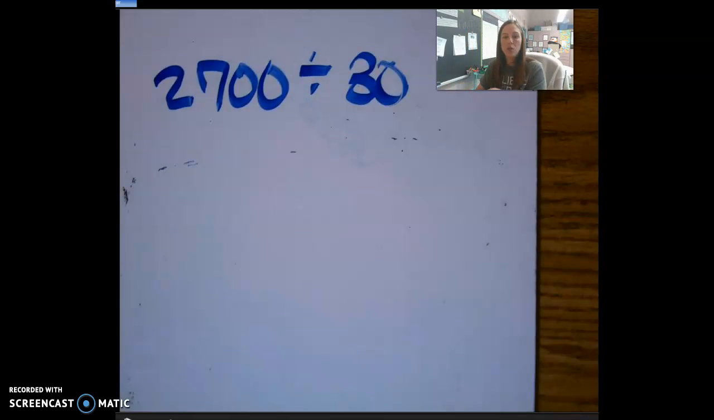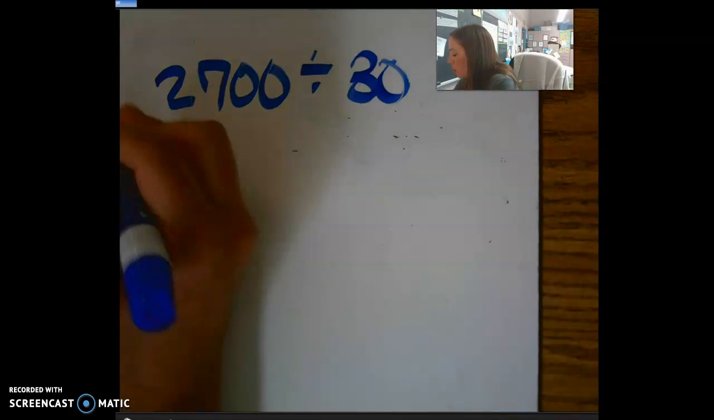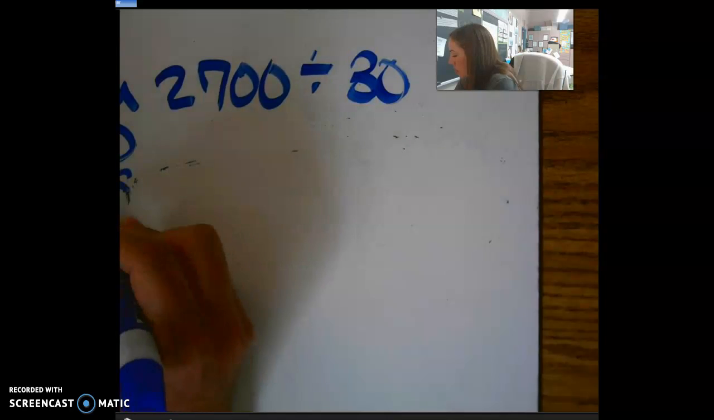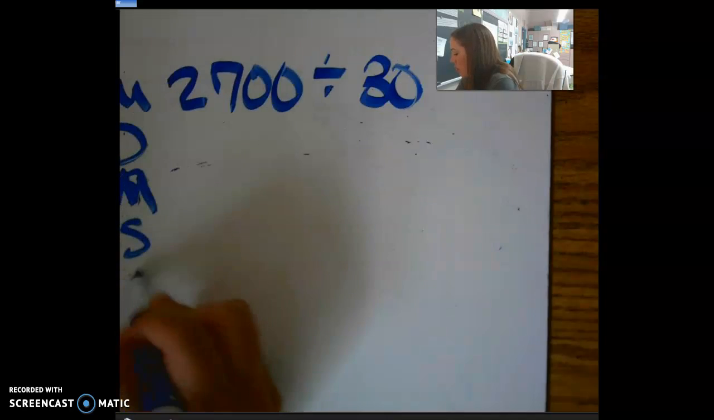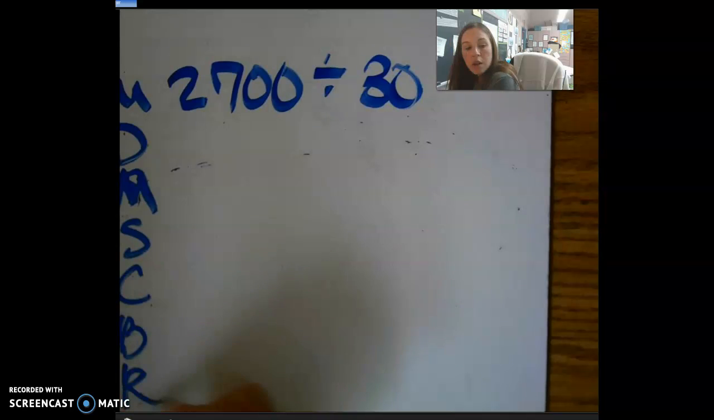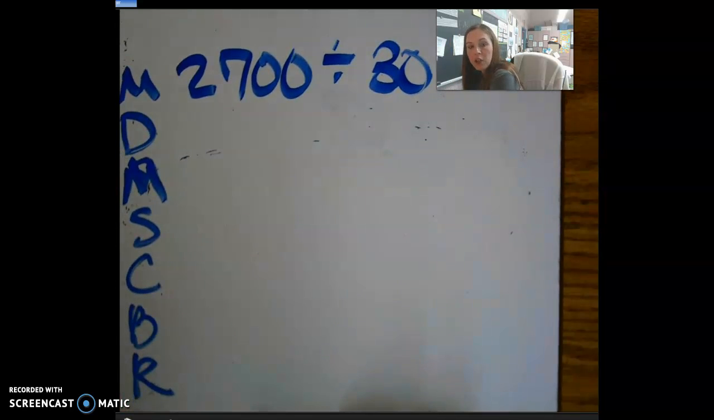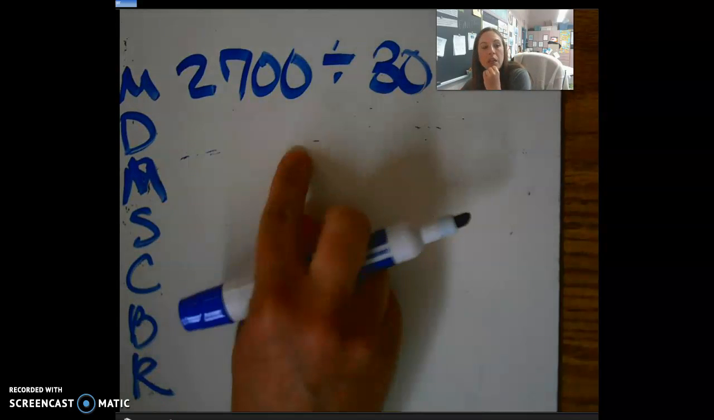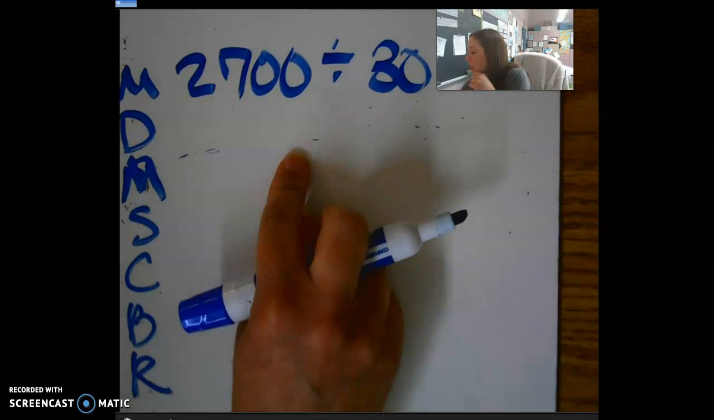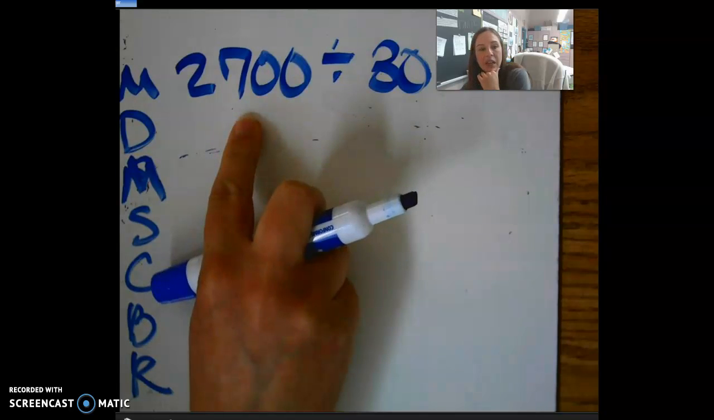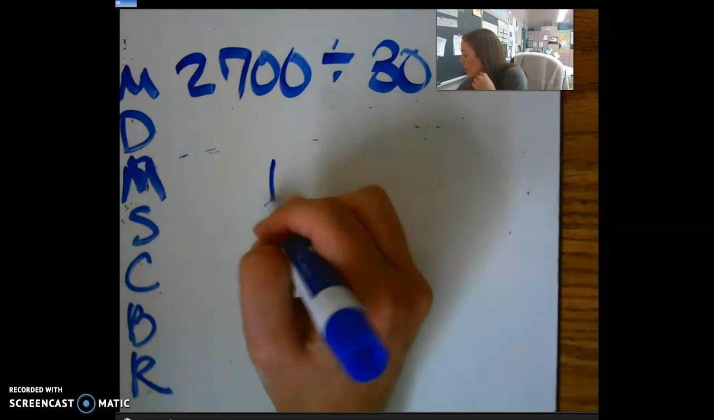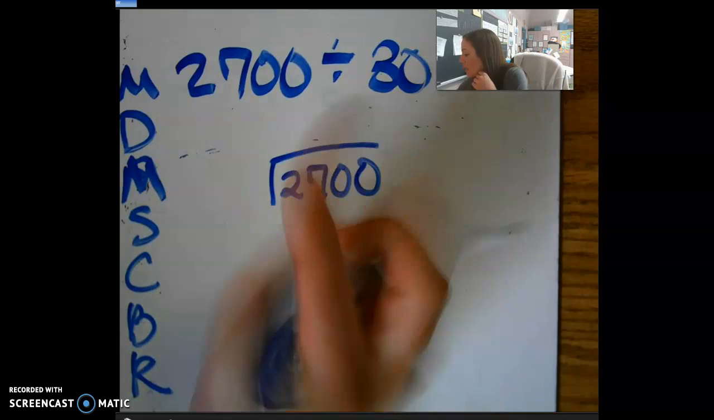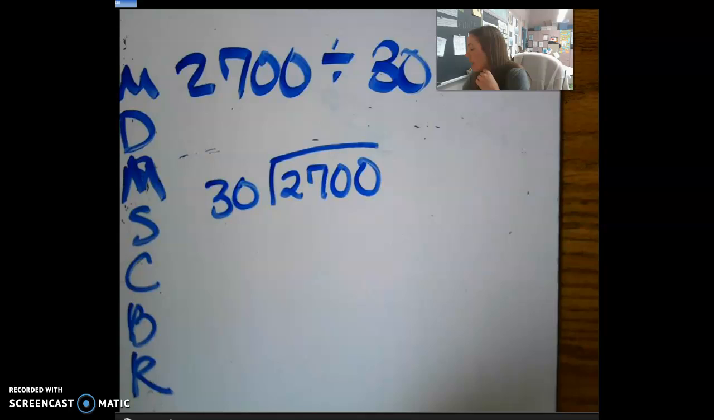We could also do long division. We always write out our steps first. Now we need to arrange my problem to where we can divide it. This is my dividend, so it goes under the little house. This is my divisor, so it goes on the outside.